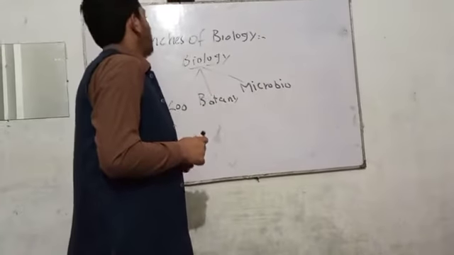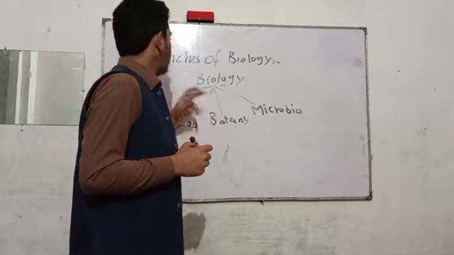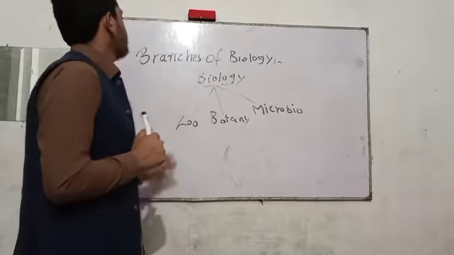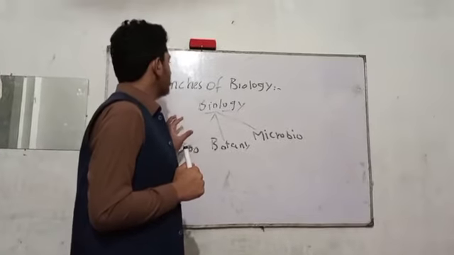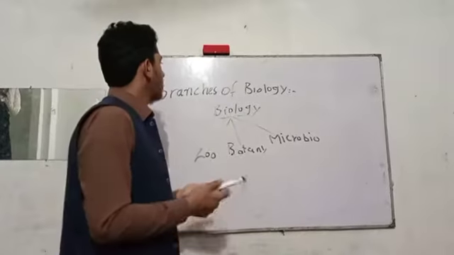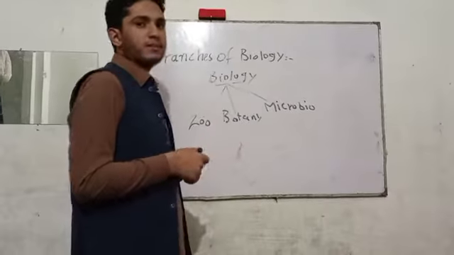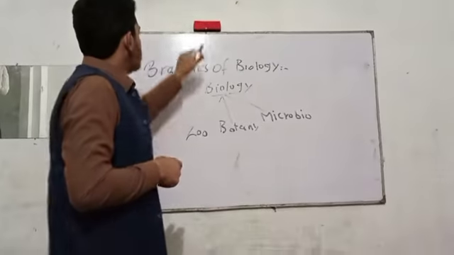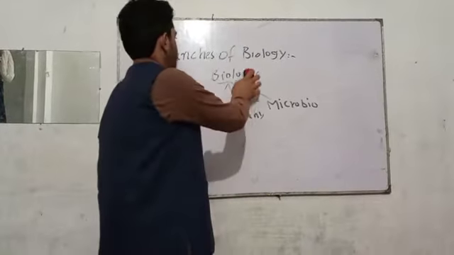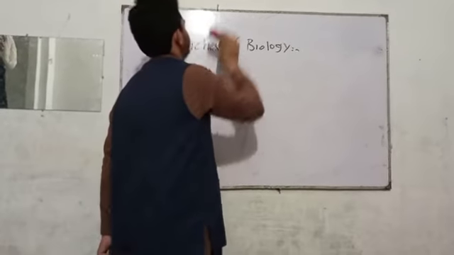Later on, it was difficult for a person to study all of biology. So biologists decided that biology should be divided into many branches, so that every person could study a particular and specific branch easily. They divided biology into many branches. Some important ones are mentioned here.